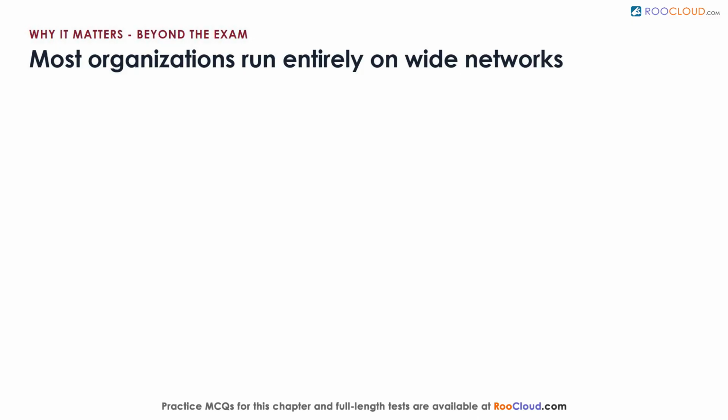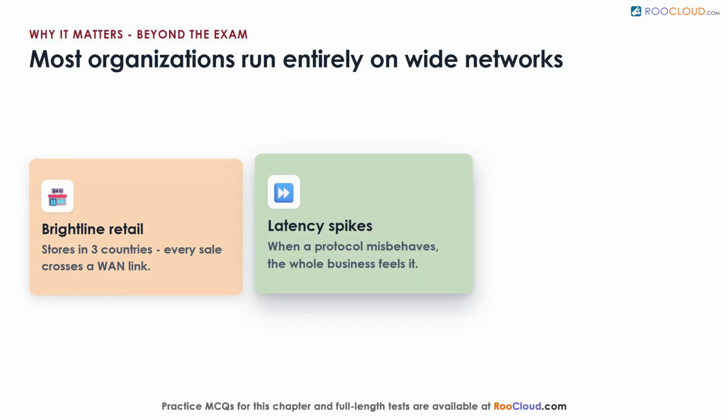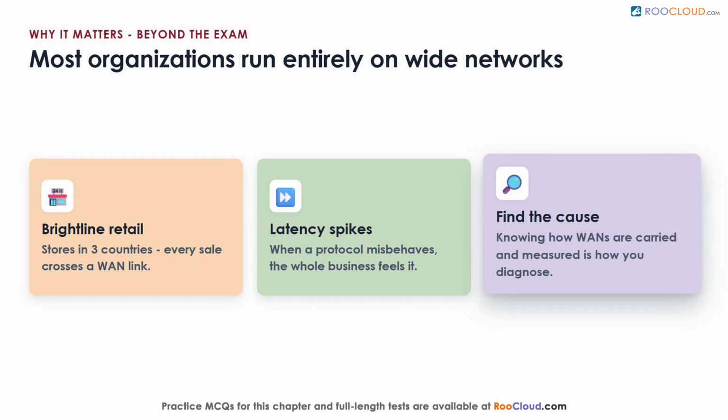Why does this matter beyond the exam? Because most organizations now run entirely on these wide networks. Picture a retail chain called Brightline with stores in 3 countries. Every sale, every order, every report crosses a wide area link. When latency spikes or a protocol misbehaves, the whole business feels it. Knowing how these networks are carried and measured is how you find the cause.